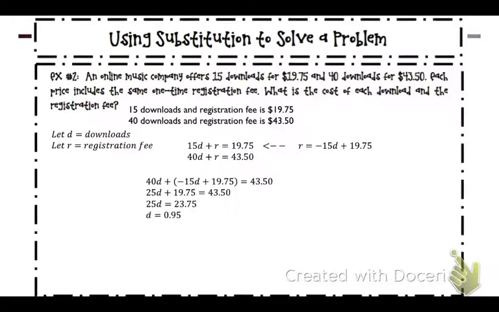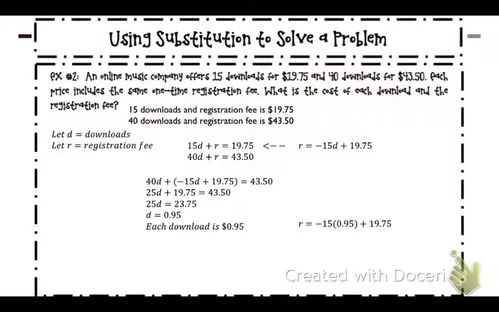Divide by 25, you get D equals 0.95, or 95 cents. So each download is 95 cents. Now I just need to go back and figure out what the registration fee is. So I'm going to plug that in for D.